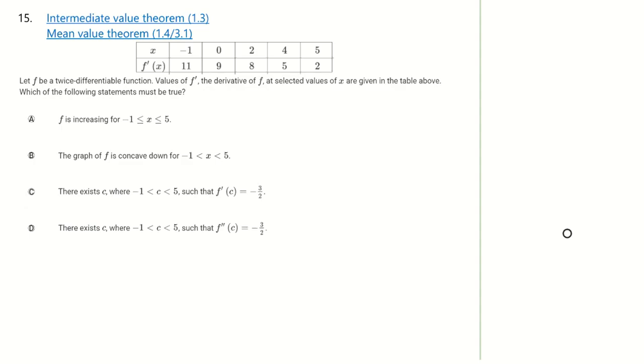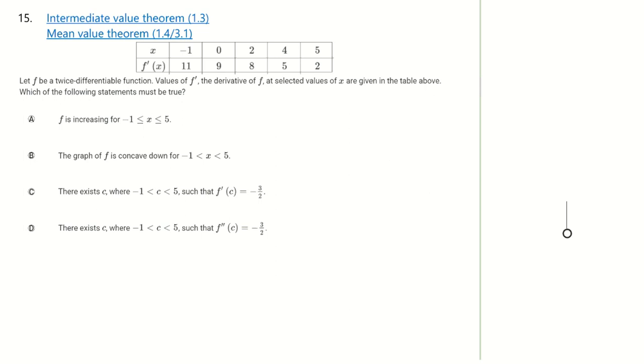All right, here's one that's kind of about both the intermediate and the mean value theorems, because one of the wrong answer choices has to do with that one. But I kind of forget which one it is. Okay, so which of the following statements must be true? F is increasing between -1 and 5. Okay, they didn't say that f prime is a strictly decreasing function, or that f prime is always positive. They didn't say that. It just looks like f is always increasing.